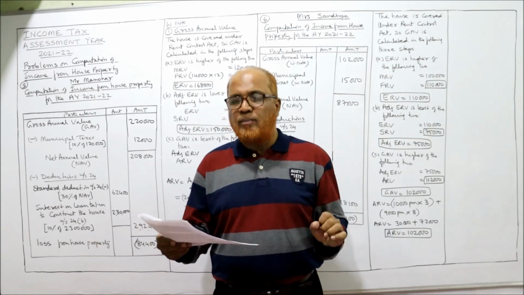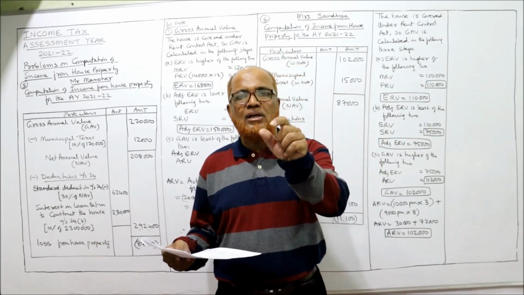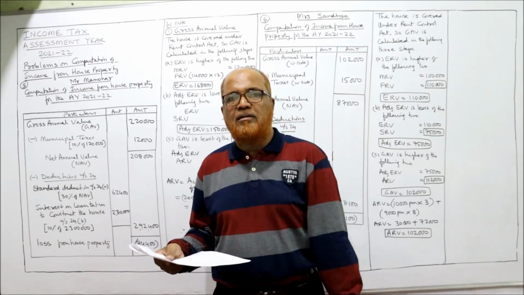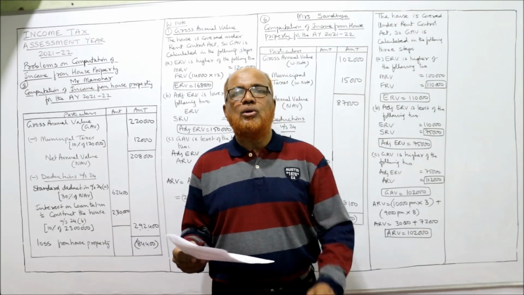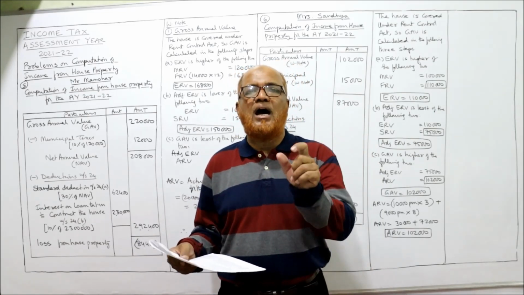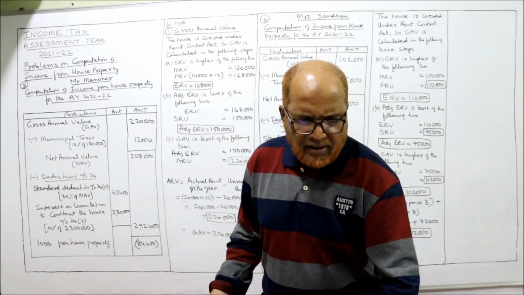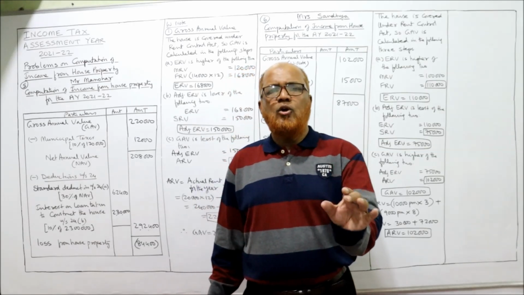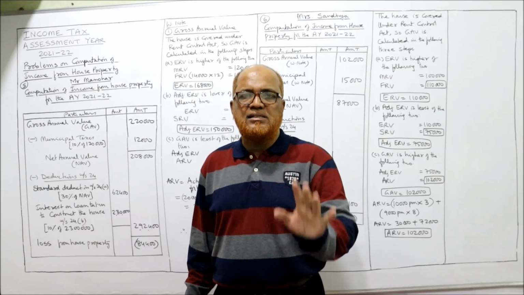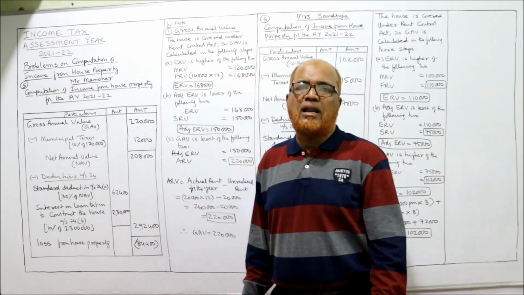So annual rent how much? 20,000 into 12, 2,40,000. Out of which 1 month rent he has not paid. So minus 20,000. So 2,40,000 minus 20,000, 2,20,000 is the ARV. Compute income from house property. Very, very simple. The only new point in this problem is that 1 month unrealized rent is there. So to calculate the ARV, we deduct 1 month unrealized rent.